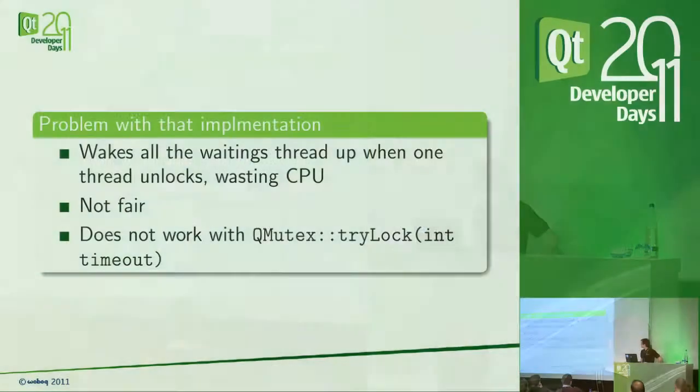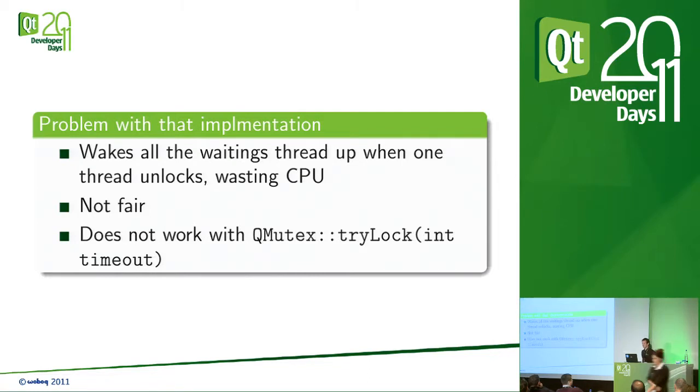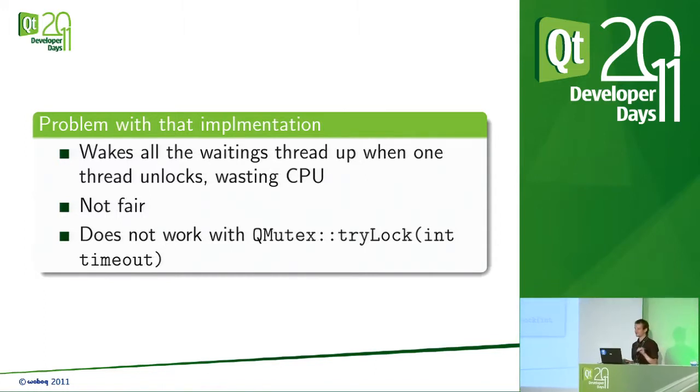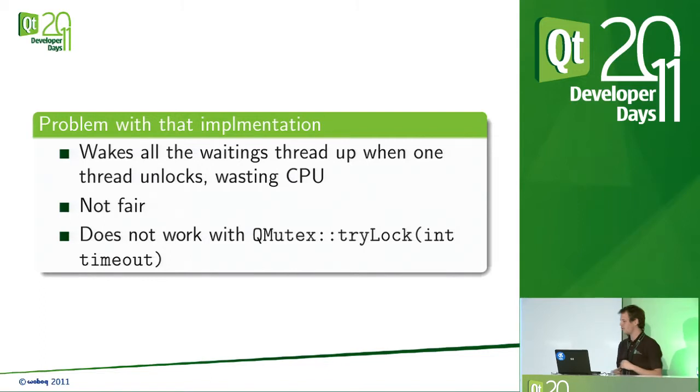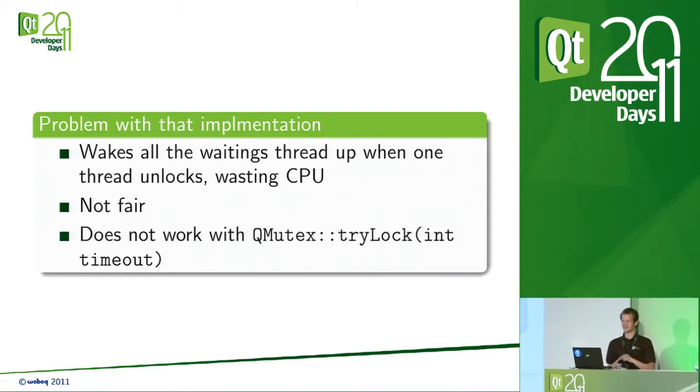But this is not exactly how Qt 5 is, because there are some problems. In practice, we don't really want to wake all the threads that are waiting. If you have 5 threads waiting on the mutex, when you unlock, you don't want to do 5 context switches, while obviously only one is going to get the mutex again. Another thing is QMutex has an API to try lock with a timeout, and this approach wouldn't work with a timeout.